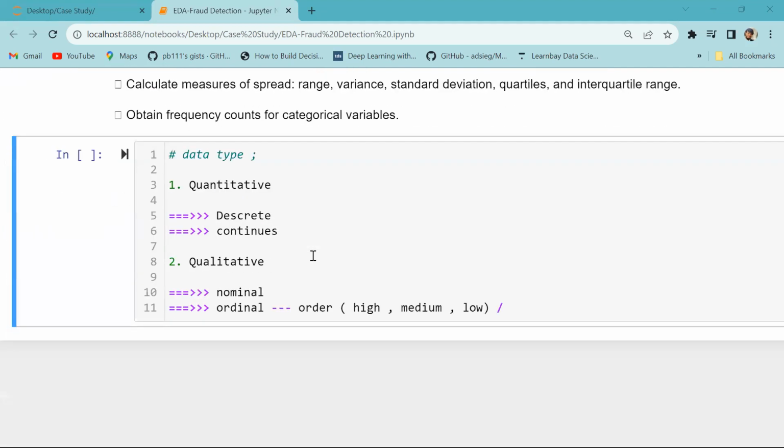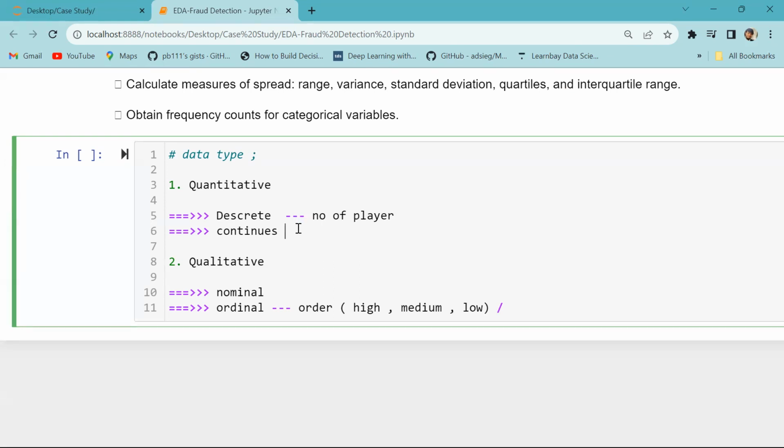In the real world, data could be categorized two ways. One is quantitative and the second is qualitative. Quantitative means something measurable. Discrete and continuous are the types of quantitative. An example for discrete is the number of players. If I take the scenario of cricket, there are 11 people in the particular game, right? Number of players in this particular game.